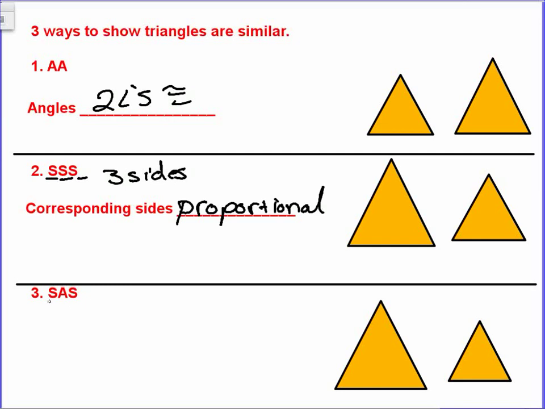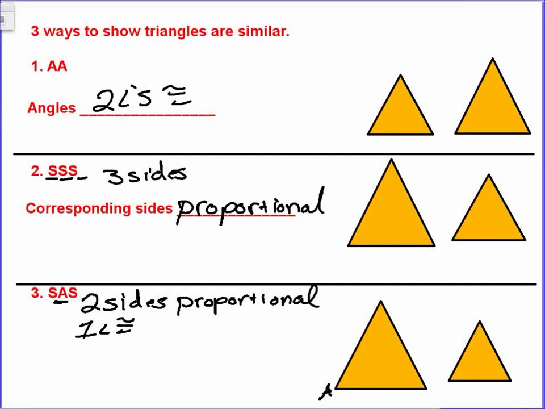And the third way is side, angle, side. In this way you have 2 sides that are proportional. And it's not any angle. The angle has to be between the 2 sides. So one angle is congruent.